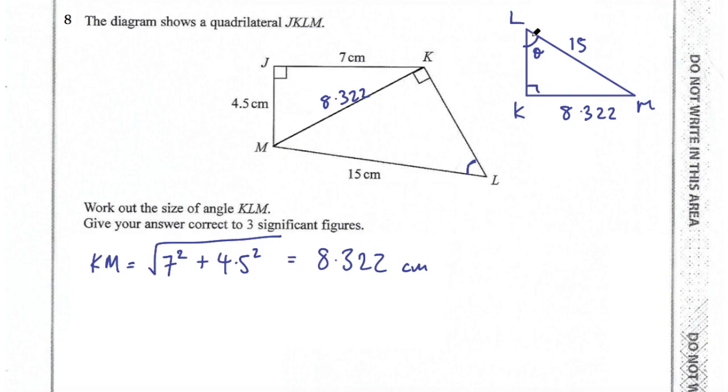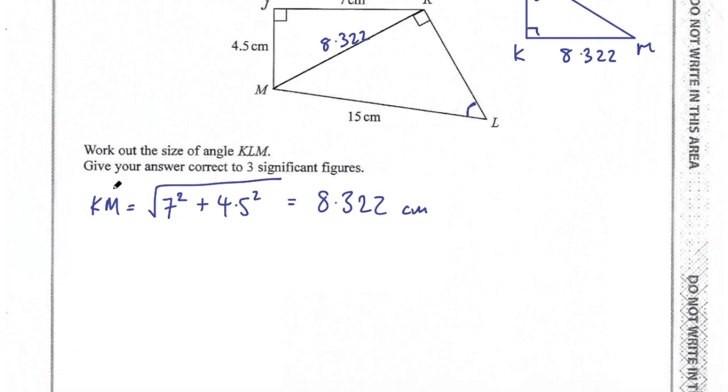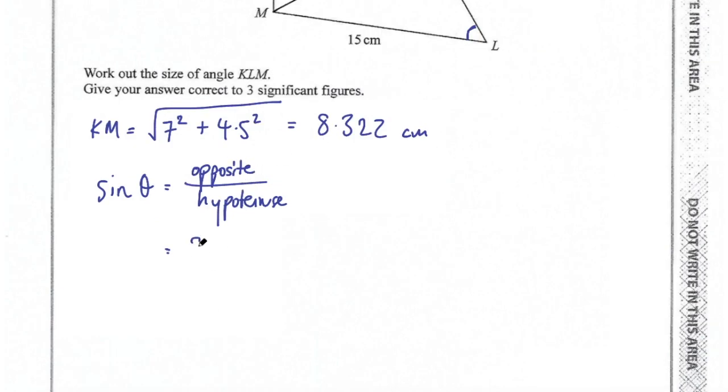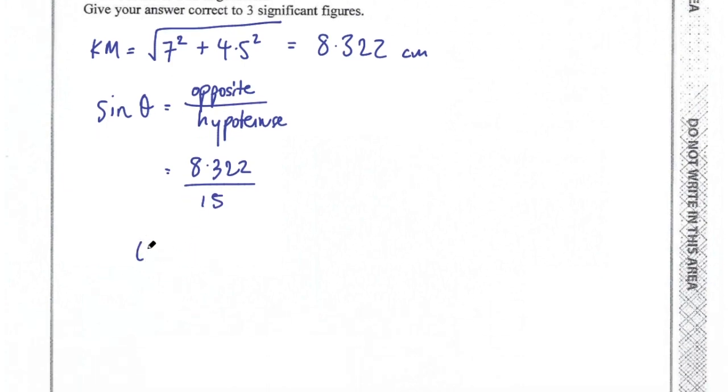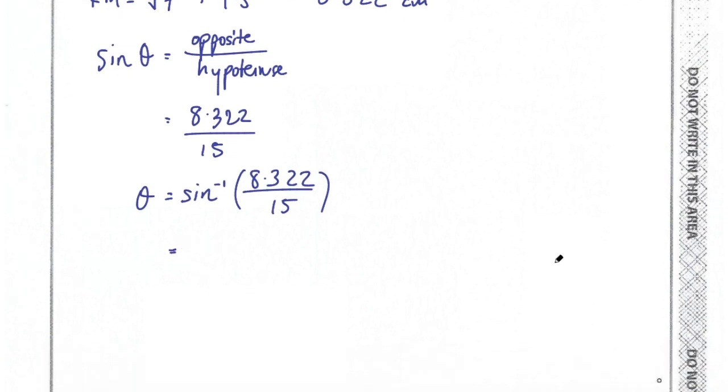So we can say that the sine of that angle is the opposite side over the hypotenuse, and that will allow us to solve for that angle. So the sine of theta, the angle we're looking for, is opposite side over the hypotenuse. So the opposite side is 8.322, the hypotenuse is 15, so the angle is going to be the inverse sine of 8.322 divided by 15. And again, we can put that straight into a calculator.